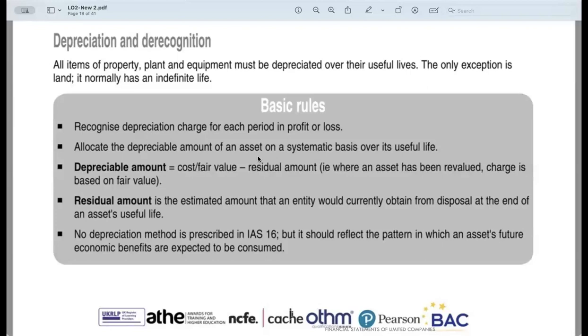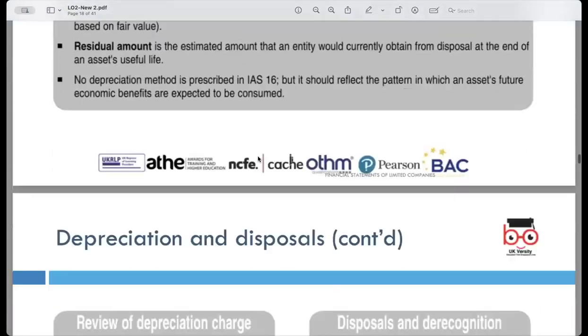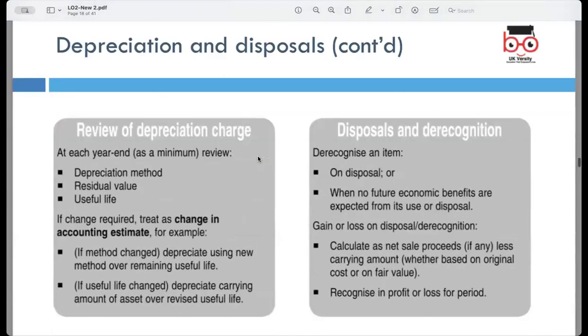Next is depreciation method. The method used should reflect the pattern in which the asset's future economic benefits are expected to be consumed. No specific method is prescribed by IAS 16, but common methods include straight line, reducing balance, and units of production. Review of depreciation charge, disposal, and derecognition.